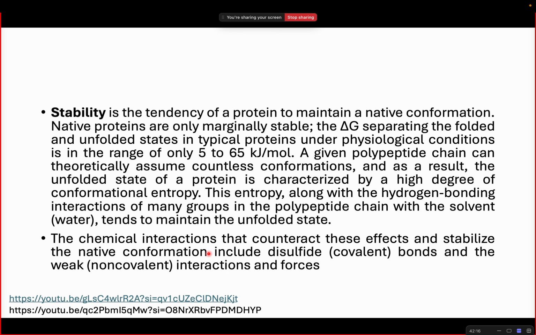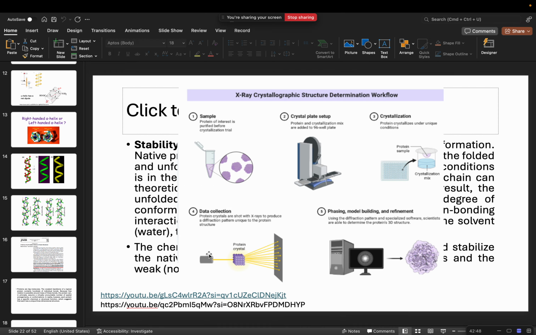A given polypeptide chain can theoretically assume countless conformations, and as a result, the unfolded state of a protein is characterized by a high degree of conformational entropy. This entropy, along with the hydrogen bonding interactions of many groups in the polypeptide chain with the solvent, tends to maintain the unfolded state. The chemical interactions that counteract these effects and stabilize the native conformation include disulfide bonds and the weak non-covalent interactions and forces.